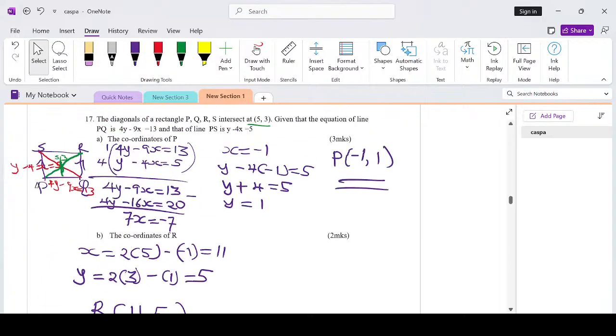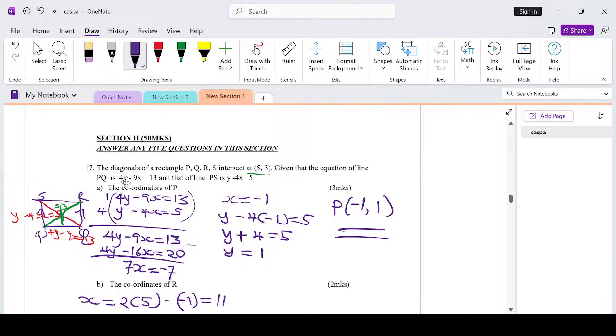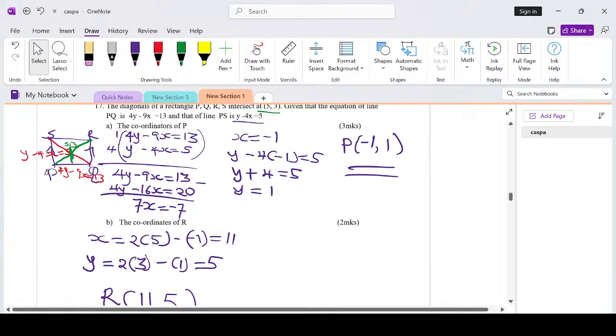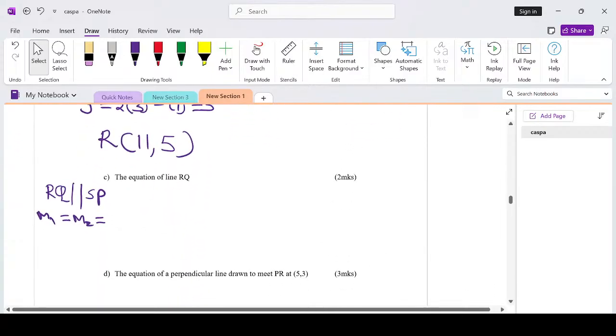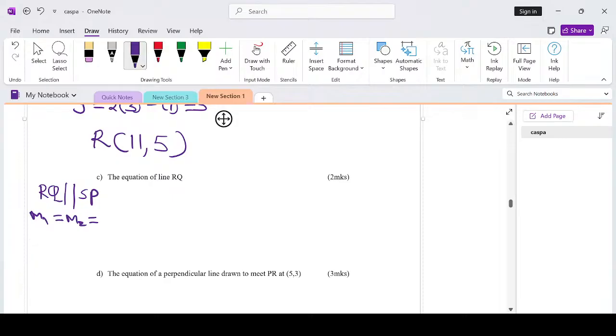And what was the gradient? Look at the equation of line SP. That is how we had it: y minus 4x equals 5. When you rewrite it in the form y equals mx plus c, it will be y equals 4x plus 5. So 4 is your gradient. So these two lines have a gradient of 4.